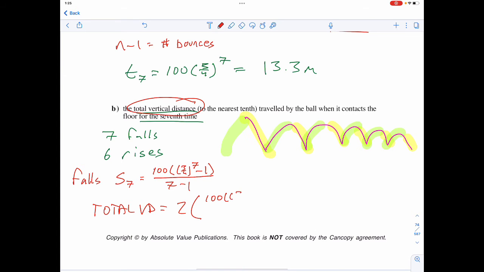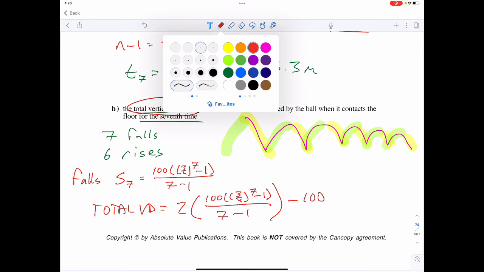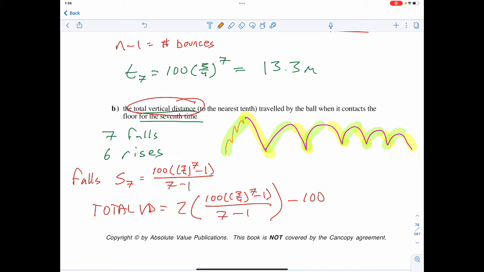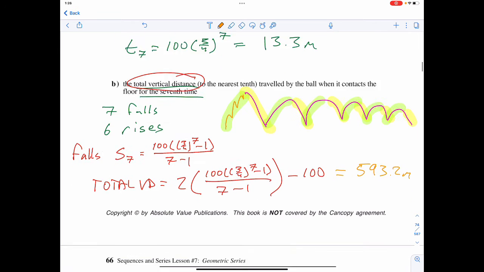the series for 7 and then just take away that initial rise of 100, which never actually happened. This is going to give you 593.2 meters.